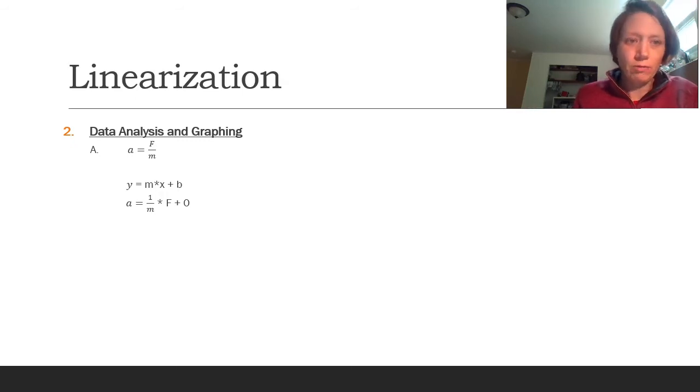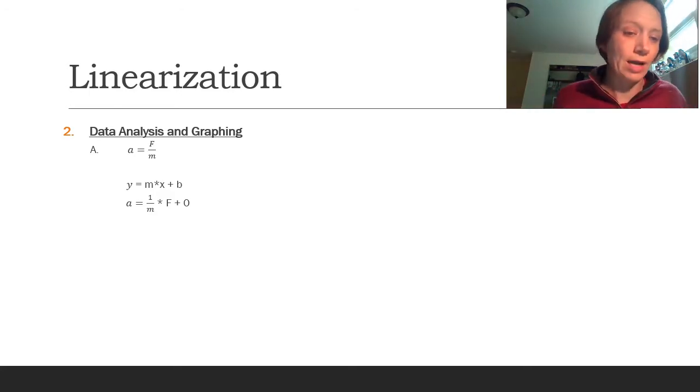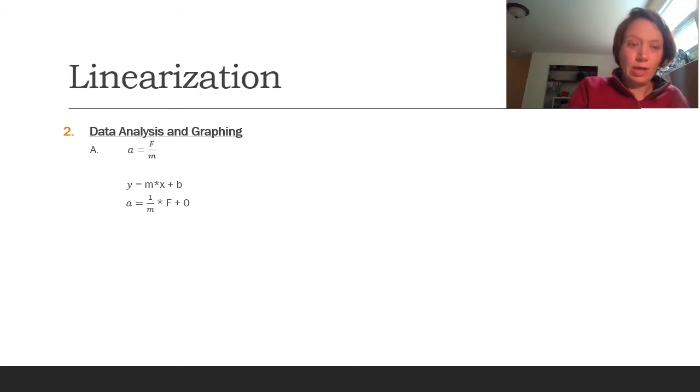But hopefully you all know from math class that multiplying or dividing by m, this is a little confusing because we have M for mass and M for the slope. Hopefully you guys can tell the difference in those M's. In any case, we have F over mass, and dividing by mass is the same as multiplying by the reciprocal of mass, or 1 over m. So I would rearrange my equation to look like a equals 1 over m times F plus 0.